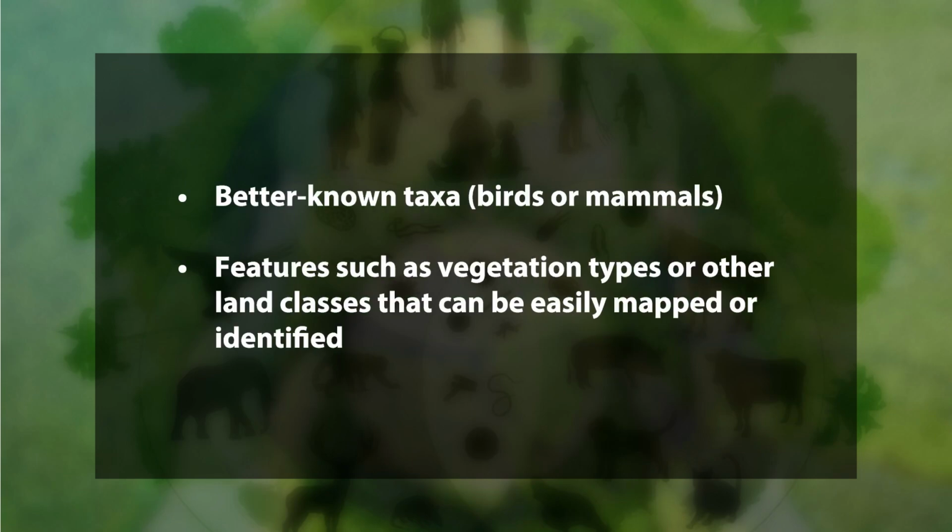Conservation planning is therefore necessarily based on those surrogates for which data is available or for which data can be obtained easily in a monitoring program. Based on these facts, surrogates that are usually used fall into two broad categories. Number one, better known taxa such as birds or mammals. Number two, features such as vegetation types or other land classes that can be easily mapped or identified.